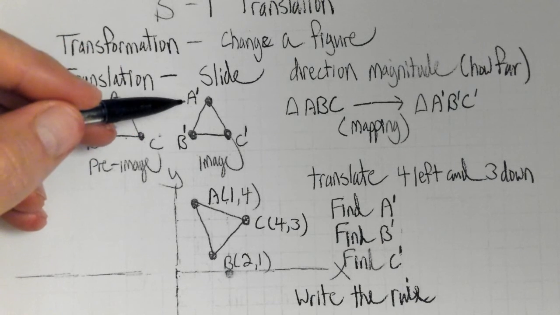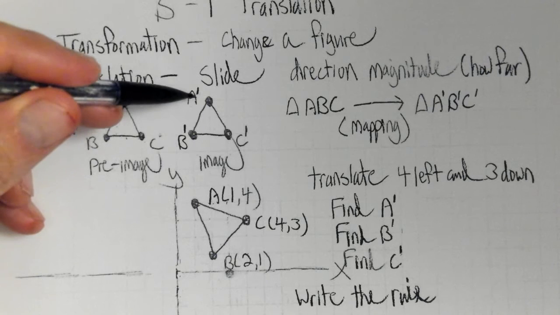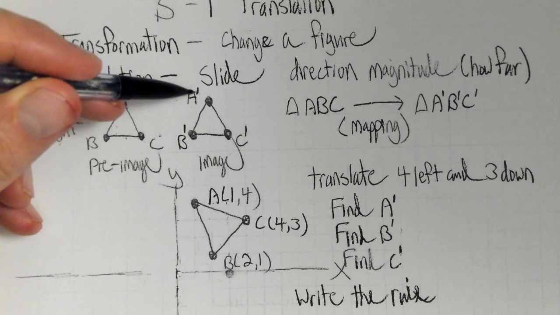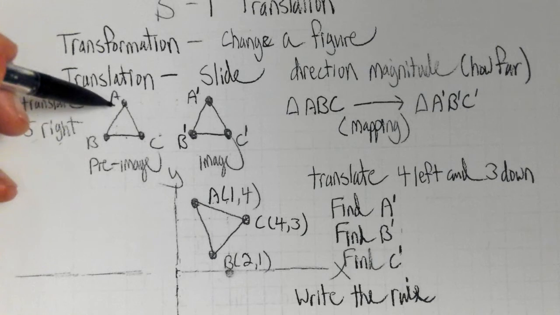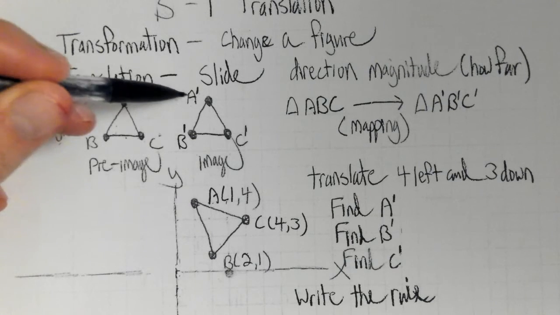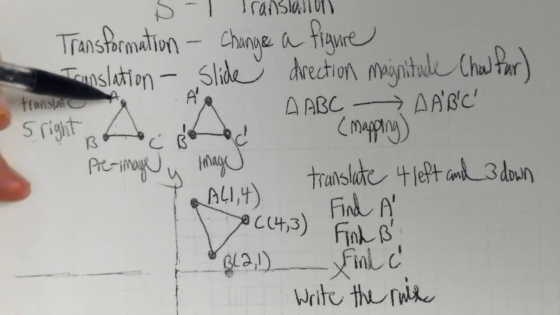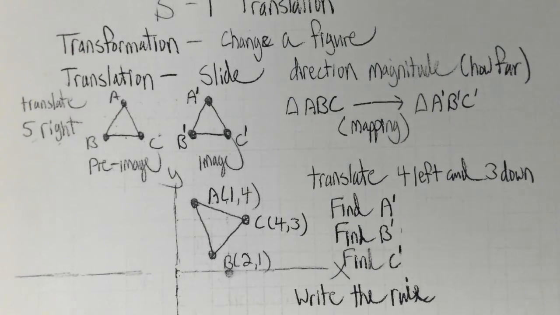And notice the new point is A prime. This little mark looks almost like an apostrophe, but it's not. It denotes the prime point. The original point is point A. The point that A goes to after the translation is point A prime. So the original point is before the movement, and the prime point is after the movement. That's important to note as well.